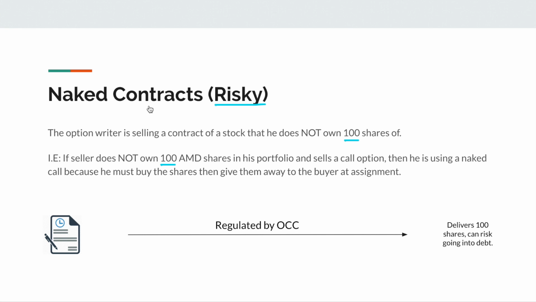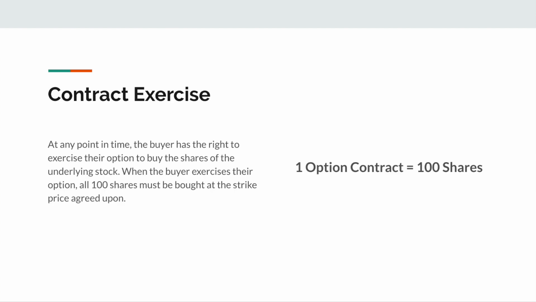By the way, just a random fact, this is all regulated by the OCC. They make sure that everything gets exercised properly and they make sure all 100 shares are delivered properly at a proper time. But anyways, I just want to go over this chapter one more time. We started the chapter talking about contract exercise, which is the buyer having the right to exercise their option to buy the 100 shares that they had originally paid the seller for. Let me repeat that. As a buyer, you're paying the seller to hold 100 shares at a specific price. At any point, you can choose to exercise that contract and collect those 100 shares.